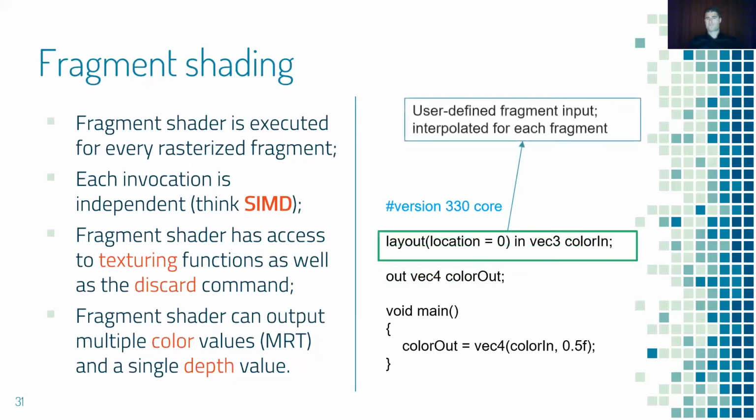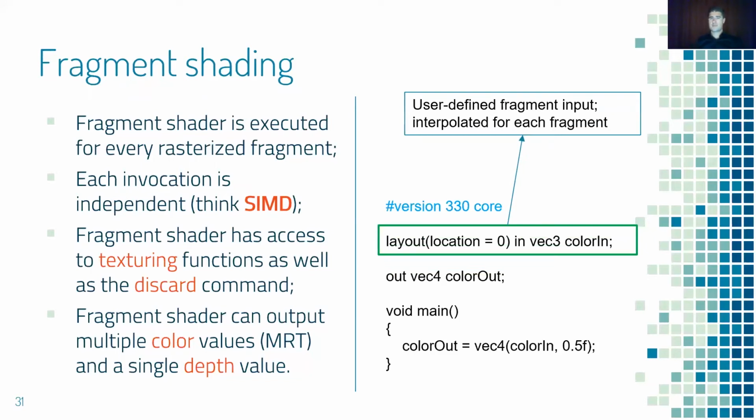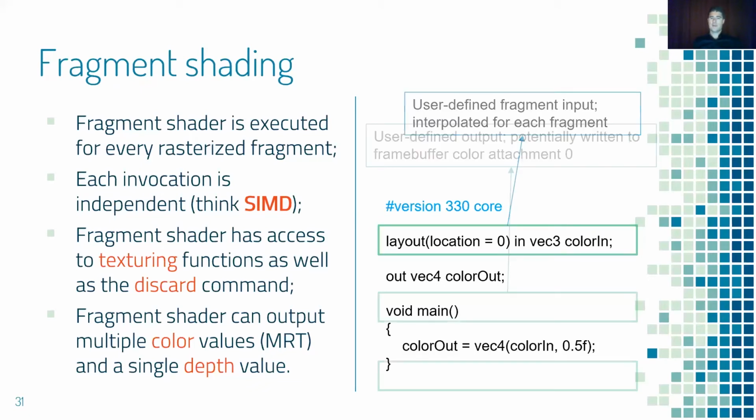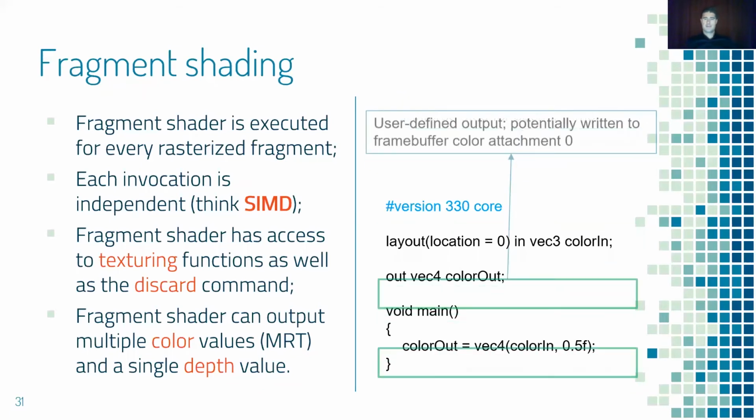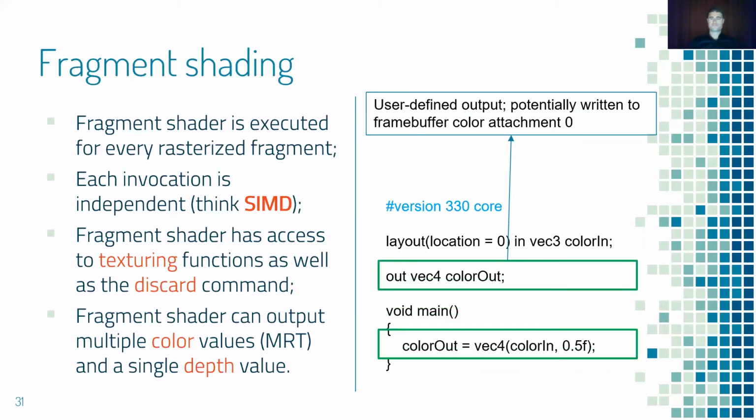Okay, so you see this color in. That's basically a user-defined fragment input that matches the color out varying that was specified in the vertex shader. And like we explained, it's interpolated for each fragment. Then this is the user-defined output. It's potentially written to framebuffer color attachment 0.